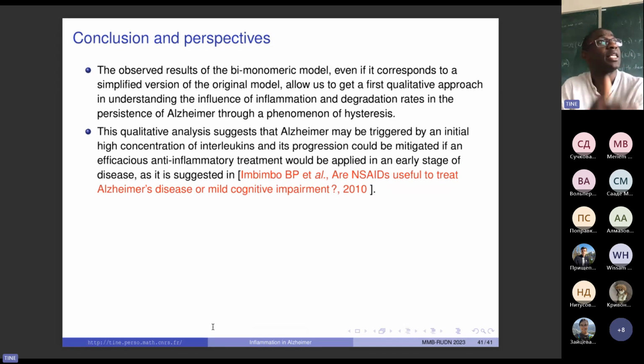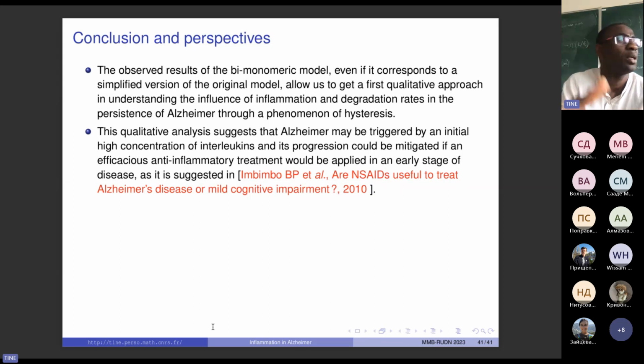So this qualitative analysis suggests that Alzheimer's may be triggered by an initial high concentration of interleukins in its progression, and its progression could be mitigated if an efficacious anti-inflammatory treatment would be applied in an early stage of the disease.